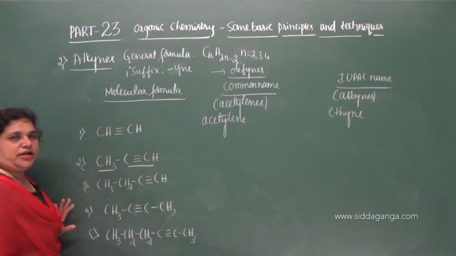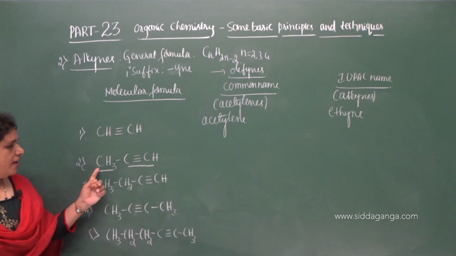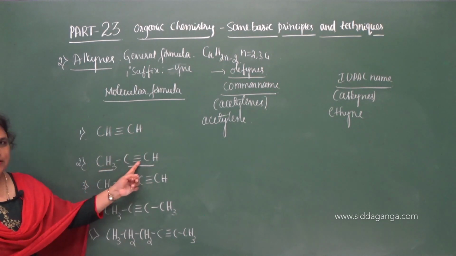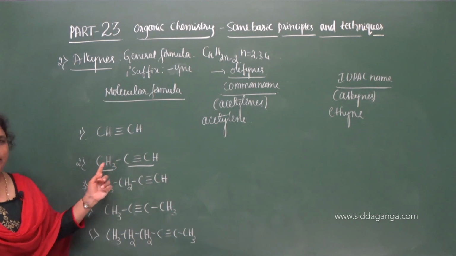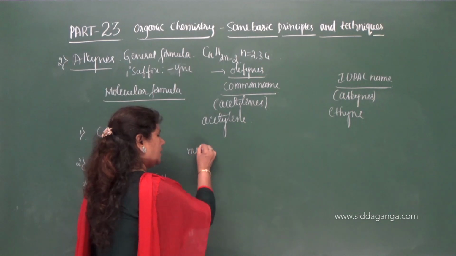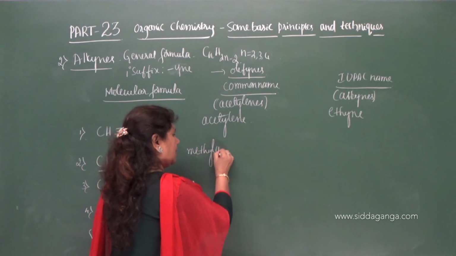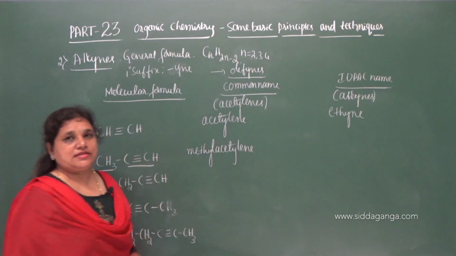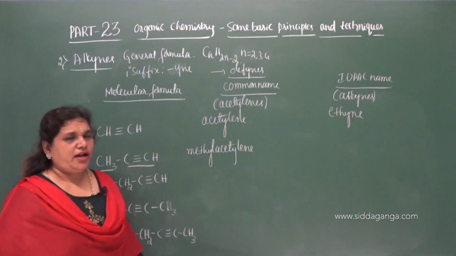Similarly, if we move on to the second member, this is acetylene, correct? And substituted acetylene. What is substituted? Methyl substituted. One methyl group gets attached to the triple bonded carbon, and hence the name is methyl acetylene.